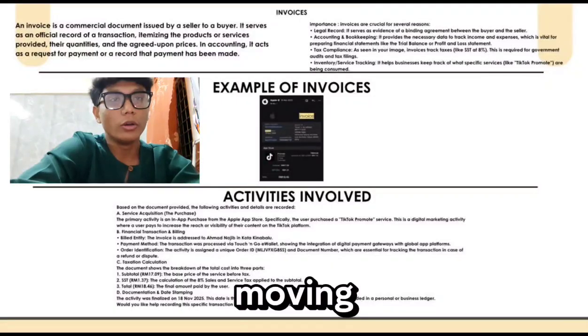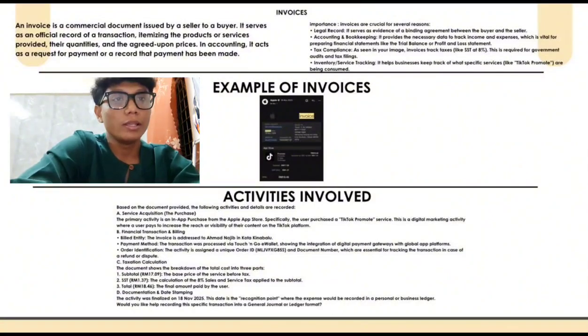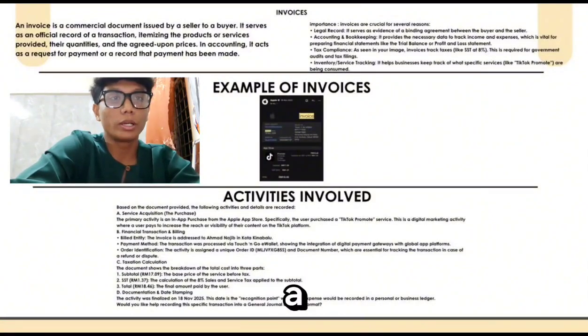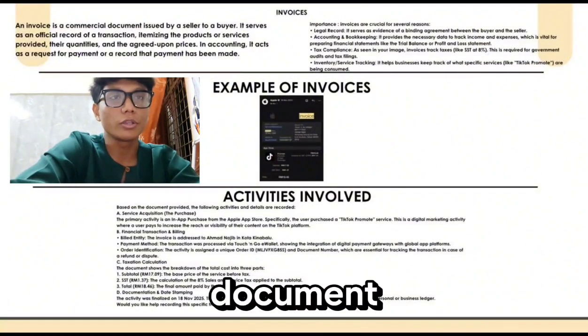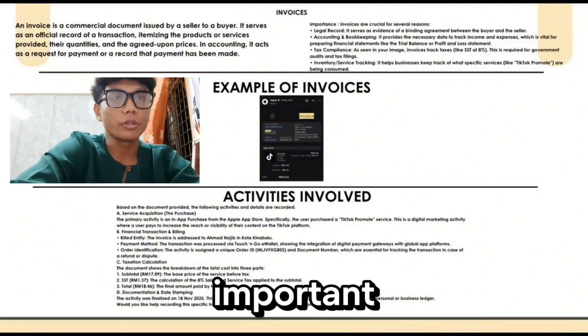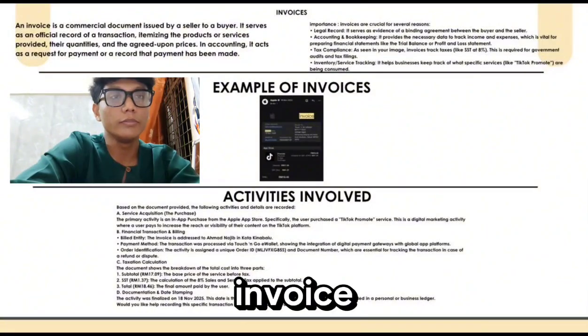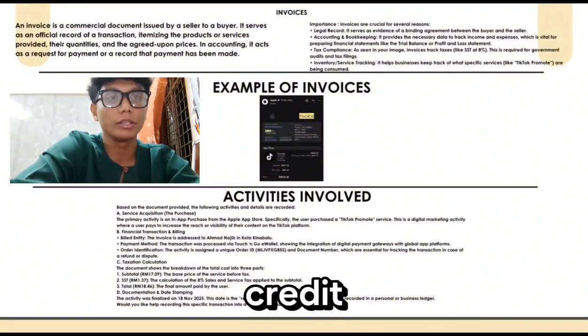Moving on, we have invoice. This is a bill of sale when a company like Apple provides a service like a TikTok promotion. They issue this document to the buyer. It's important to note that an invoice usually implies a credit transaction.